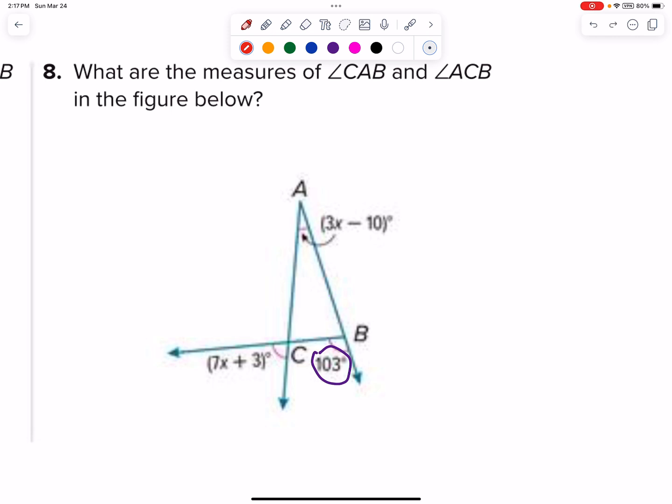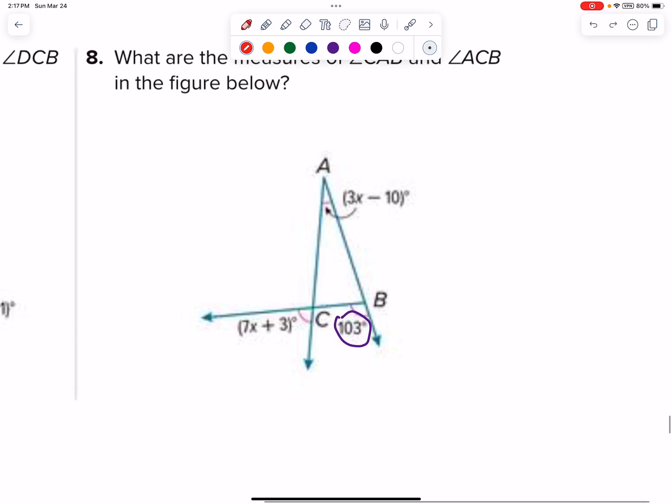Okay, so this is something you can play around with, and we'll see, because we know that this external angle is actually a vertical angle with this. So this is 7x plus 3 also. Okay, so that sort of might help us out a little bit, okay, because now we know that 103, okay, is an external angle, and it's equal to this one plus this one.